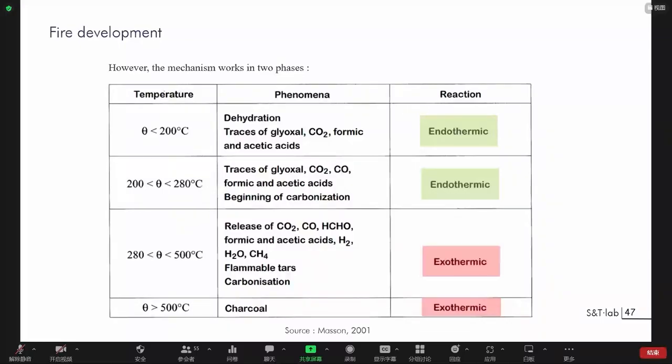Going into more detail, I mentioned that you need to provide some temperature or energy. So before we reach the temperature of 300-400 degrees, you need to put in some energy. That's the reason why timber is not flaming alone. You need to put some energy to reach a certain temperature to get an exothermic reaction.